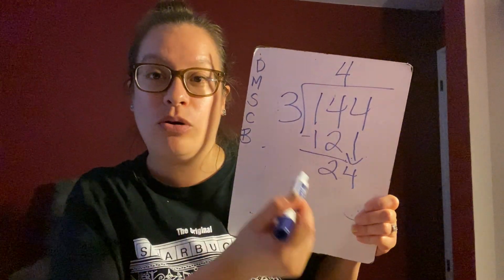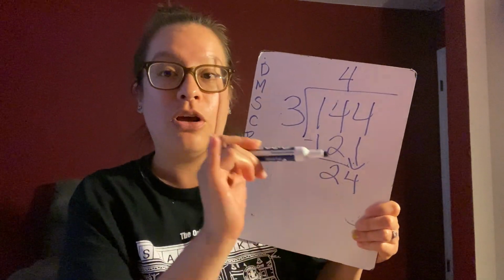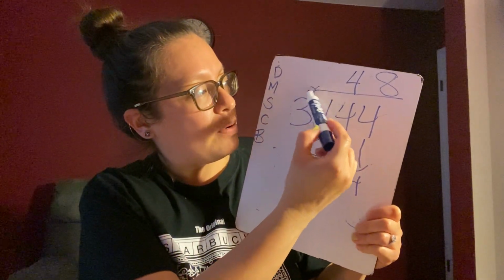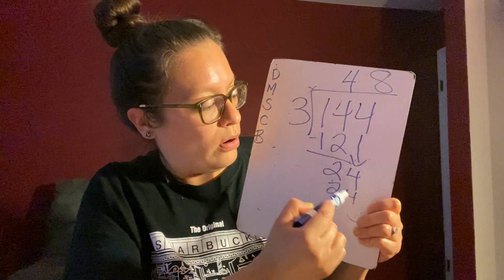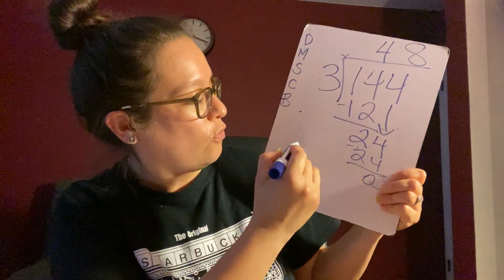All right, so 24 divided by 3. 3 times what gets me closest to 24 without going over? Correct, that is 8. So multiply. 3 times 8 is 24. Subtract 0. Now to check my work.